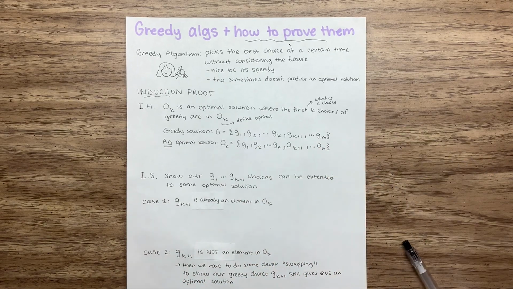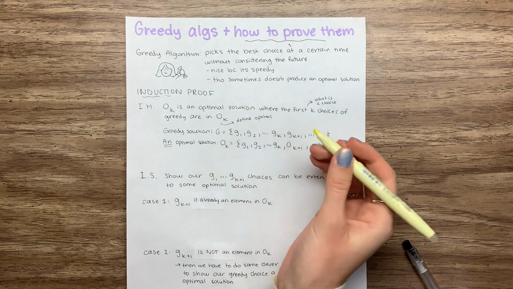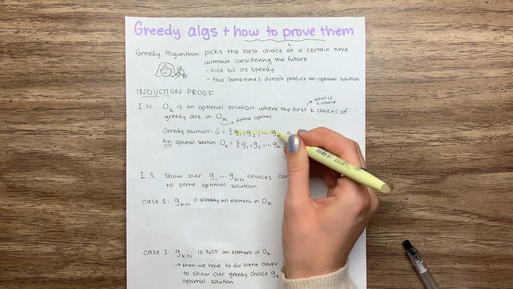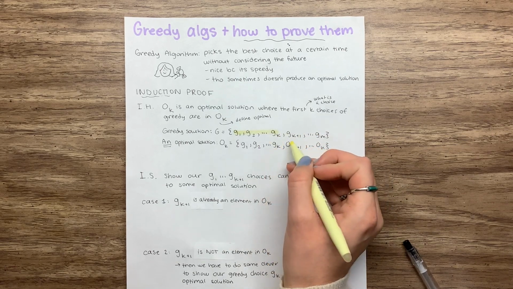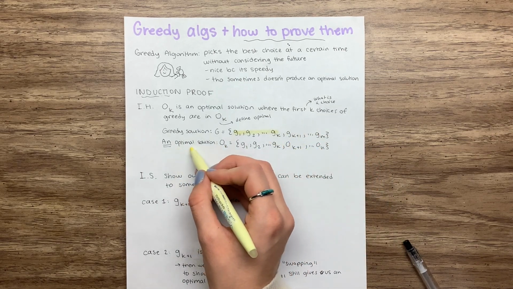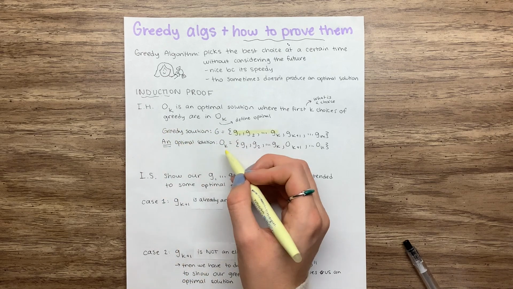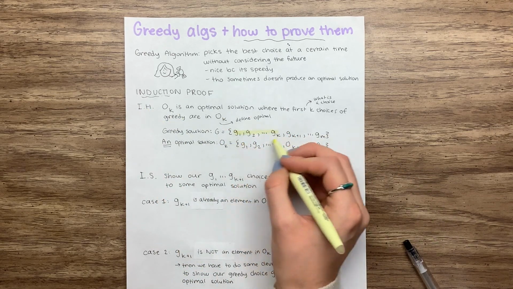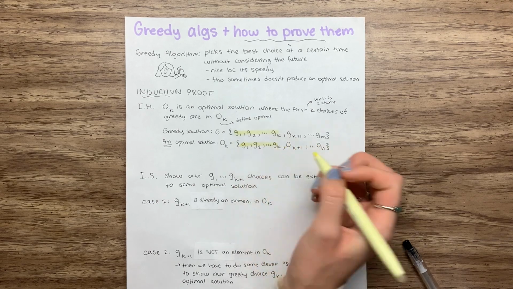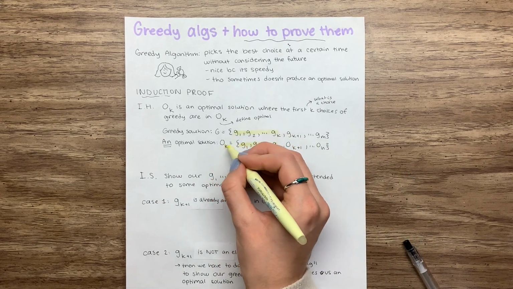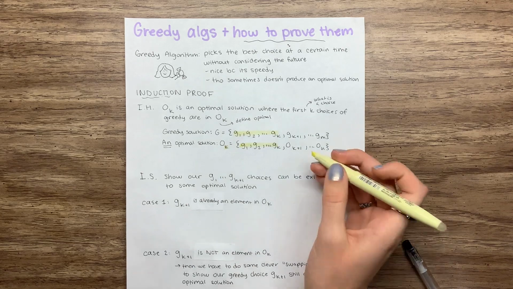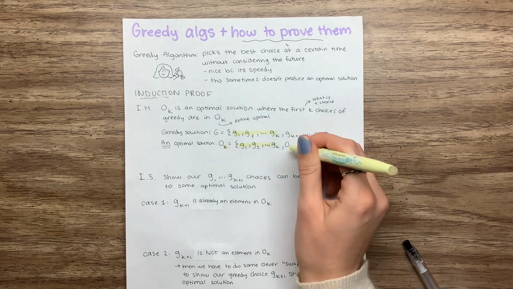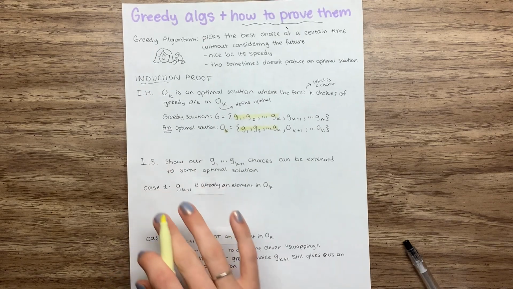If we're thinking about this as a set, our greedy solution will have some k choices, and we're defining a specific optimal solution for the induction hypothesis where the first k greedy choices also happen to be in this optimal solution. That's why we denote it by O of k. The rest could be different. We don't really know what's going on there, and that's what we want to move on to.